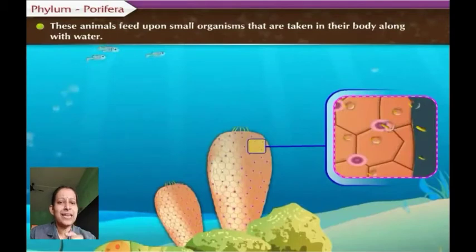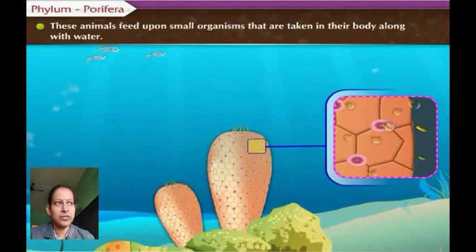Now, why the name? As I have told you, they have the presence of pores on their body. Therefore, they are called poriferans. These animals have small pores, and they feed upon small organisms that are taken into their body along with the water. They cannot move in search of food. Therefore, they feed on organisms which are smaller than them, like zooplanktons and all.